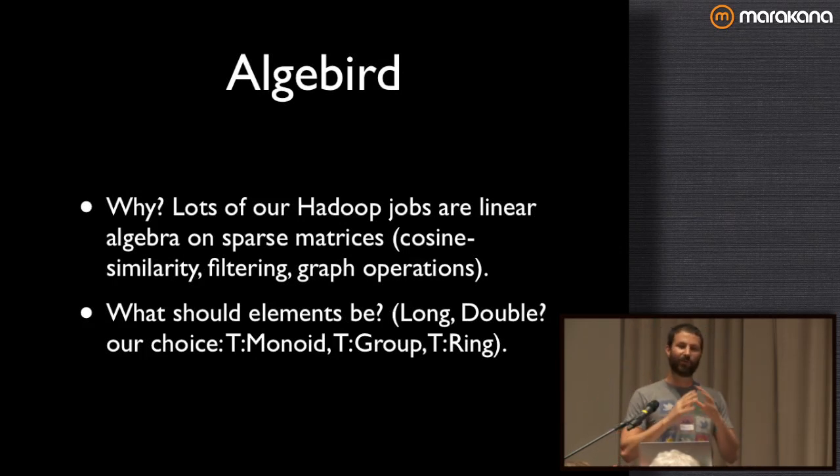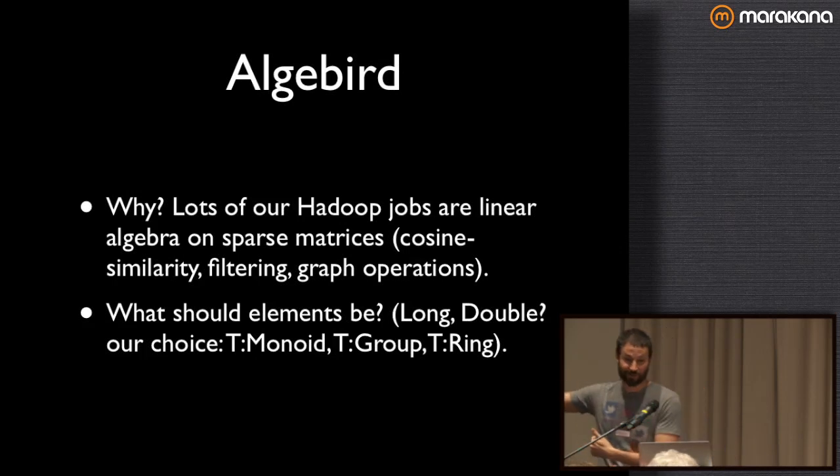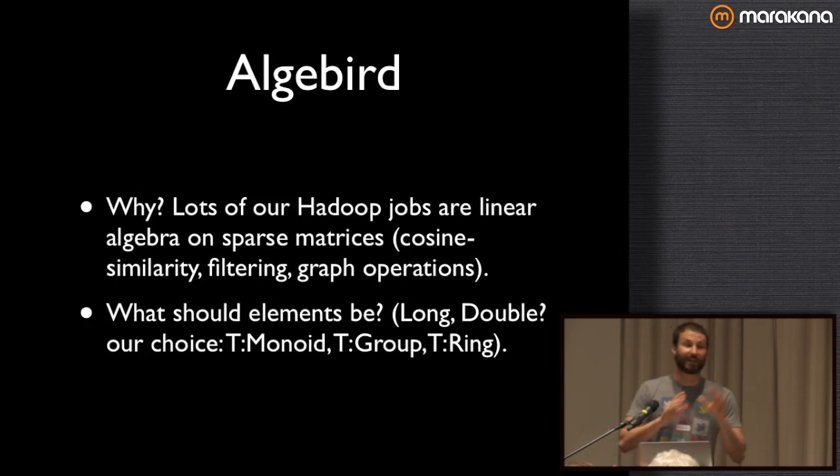If it was your job to write those as Java MapReduce, you've got more patience than me, or you quit your job. It's not something you'd really want to do with your life. So the question was, what should the elements of our matrices be? Maybe a long, maybe a double. Let me talk you out of a long or double, and let's just use a monoid, ring, or group, depending on the context.